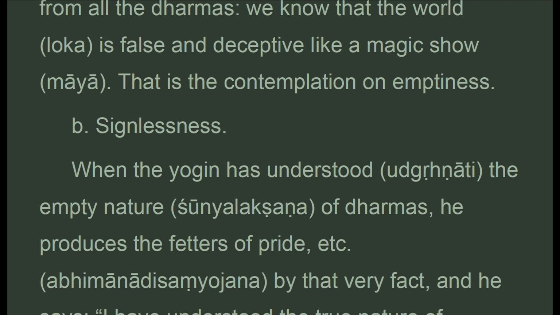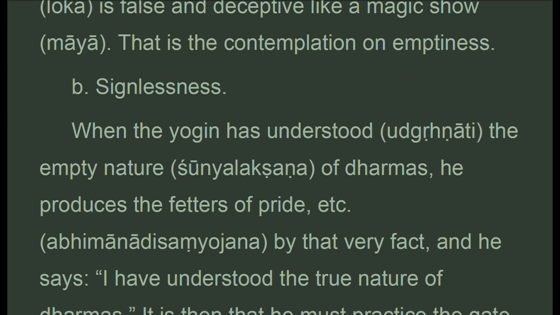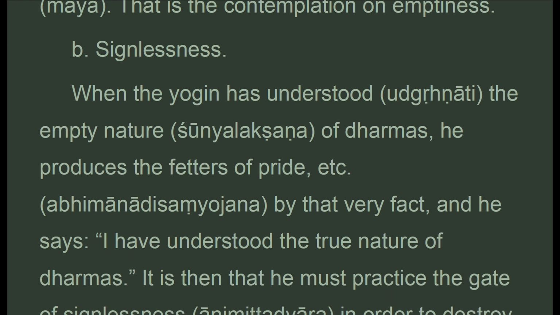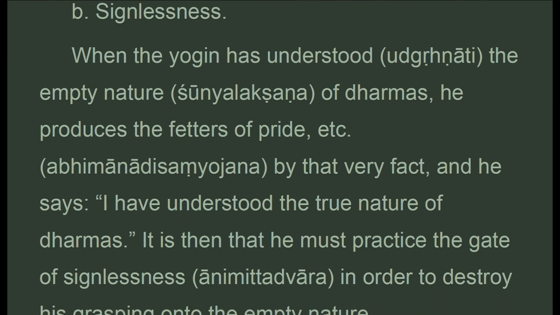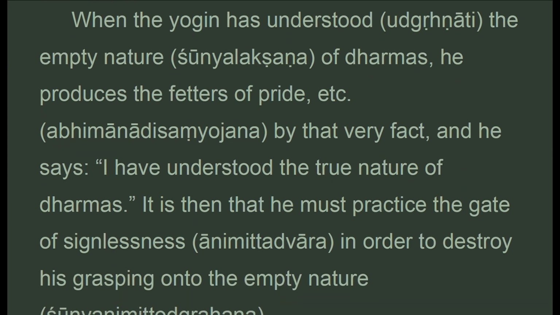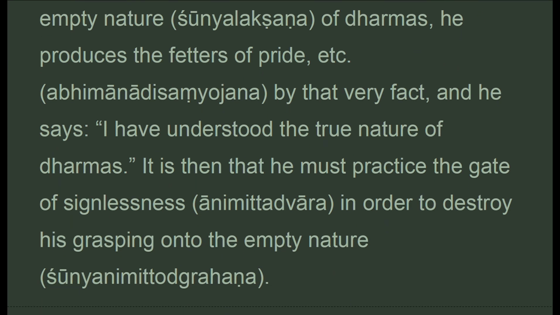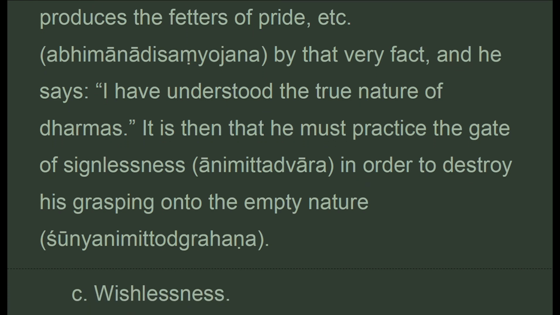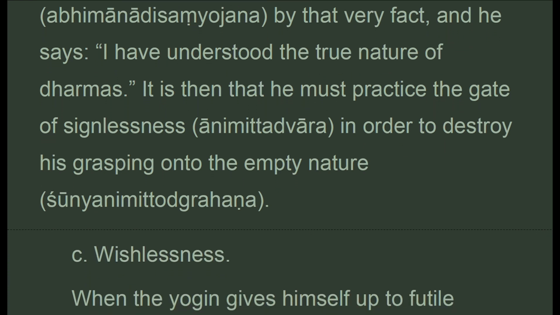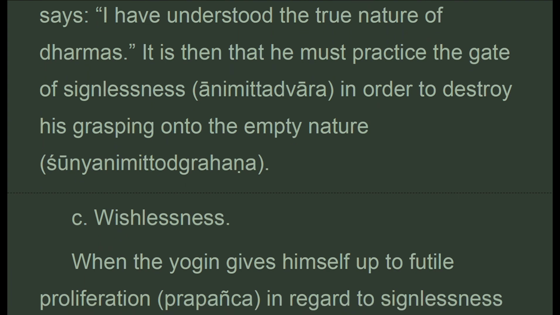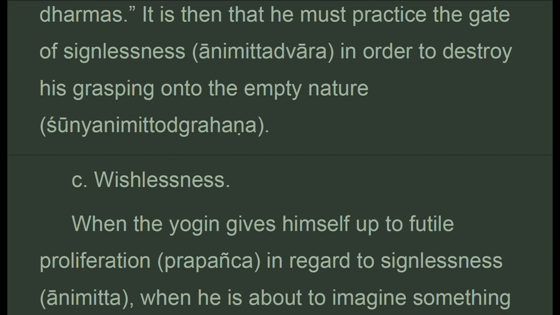b. Signlessness. When the yogin has understood the empty nature of dharmas, he produces the fetters of pride, etc. by that very fact, and he says, I have understood the true nature of dharmas. It is then that he must practice the gate of signlessness in order to destroy his grasping onto the empty nature.